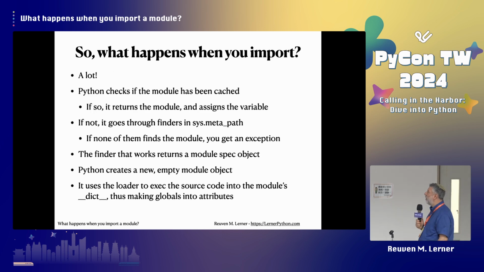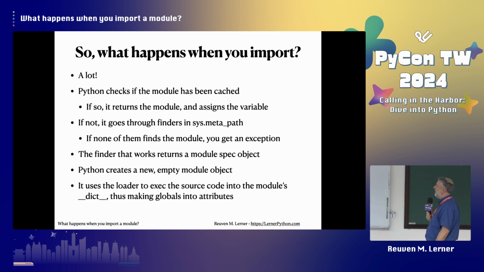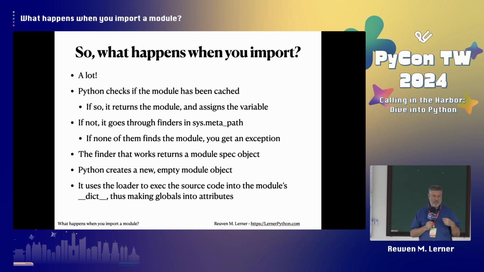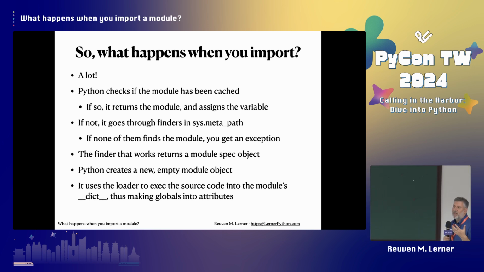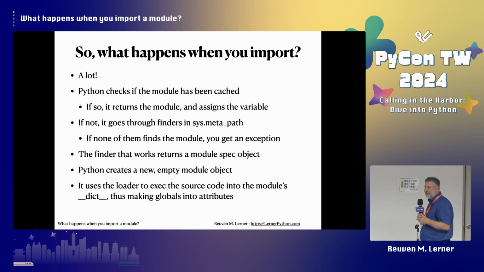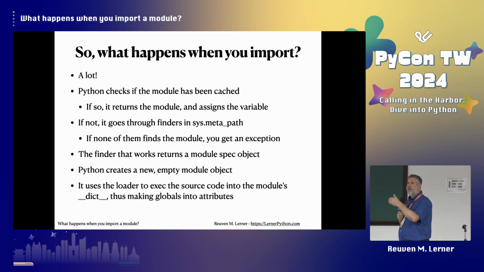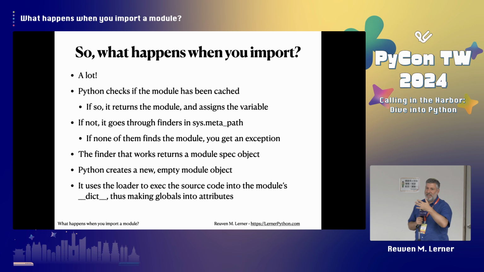So what happens when you import a module? Let's review. First, Python checks to see if the module has been cached, if it's in sys.modules. If it finds it there, it says, great, I don't have any work to do, and then it just assigns the variable. Which variable? The module variable, the from import alias, the from import names, or even as with an alias. If it's not been cached, then it goes through every single finder in sys.meta_path. One by one, each gets an opportunity to find the module. If it finds it, great. If not, it passes it along to the next one. And if none of them finds it, you get an exception.